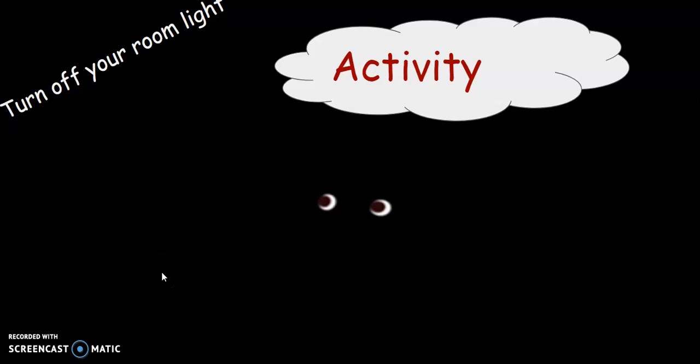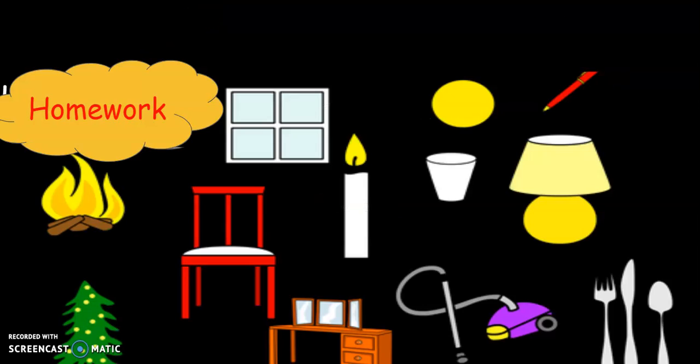Here's your activity. Now you can go turn off your room light. Okay? Now I want you to turn on one of the light sources. Maybe your lamp, maybe the flashlight that you got ready. Now you will feel what I showed you in the last pictures.